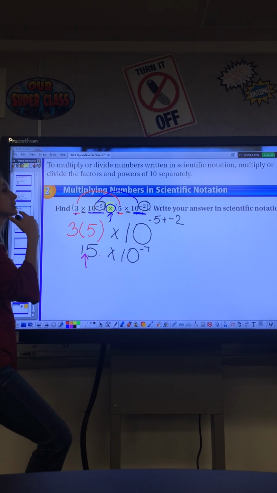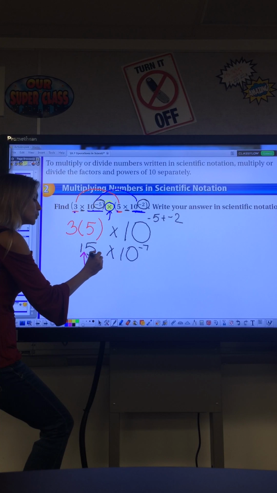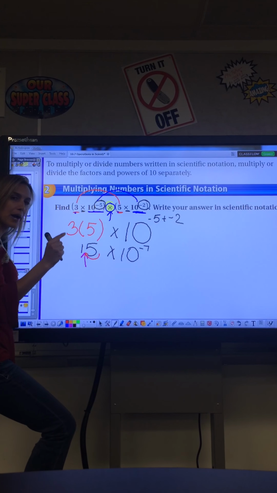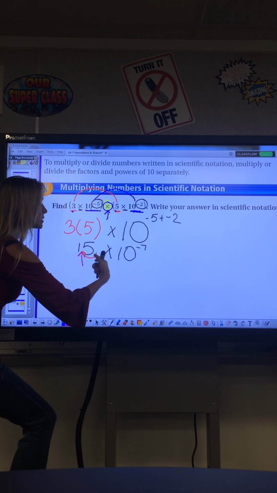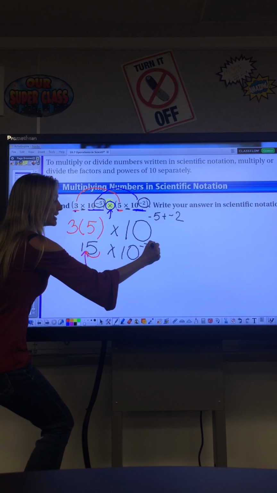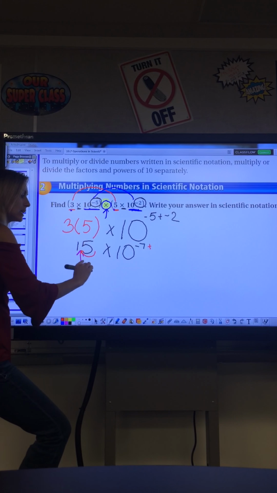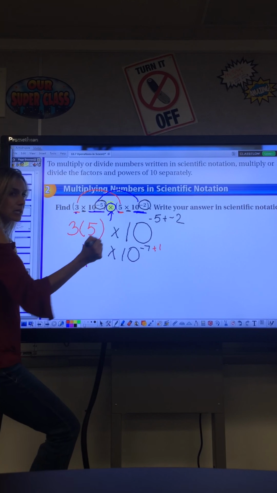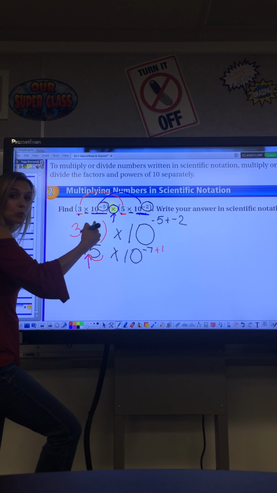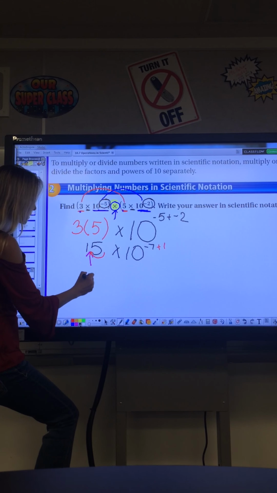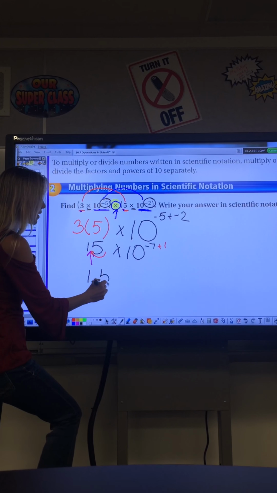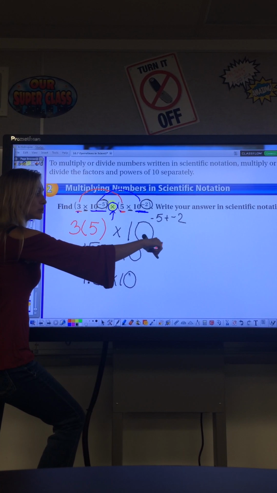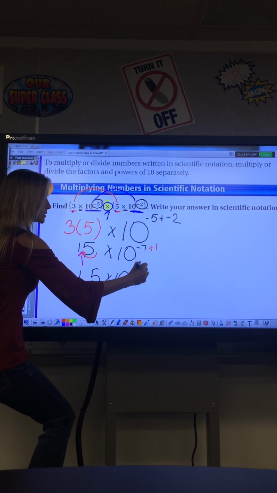What I have to do is, if I am moving the decimal point to the left, that is one thing you have to remember. If you're moving the decimal point to the left, you're really adding the number of places you are moving. We're moving 1 decimal place. So my answer is 1.5 times 10 to the negative 7 plus 1, which is negative 6.